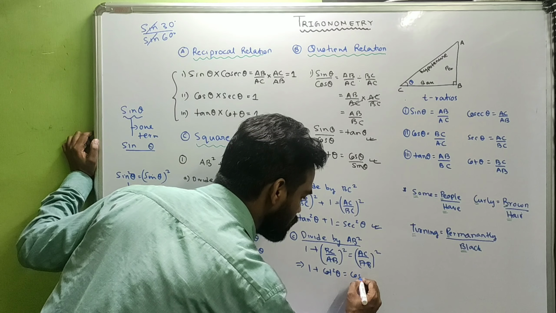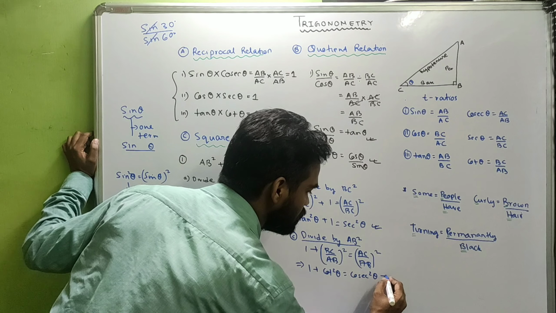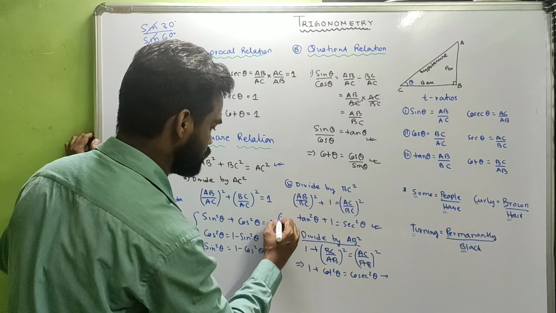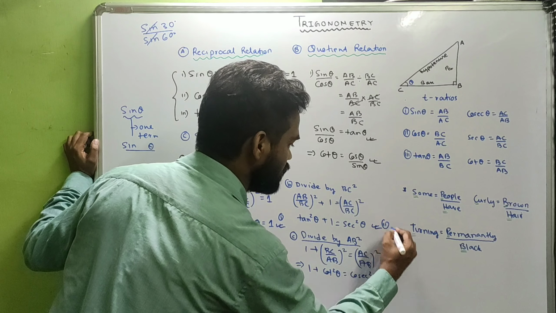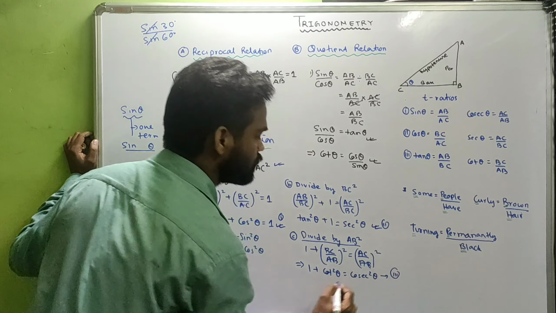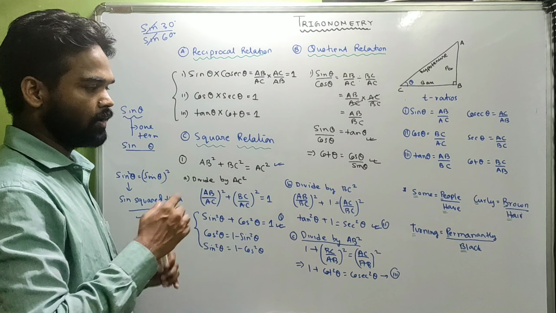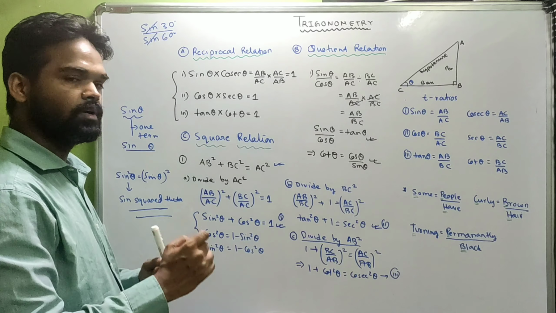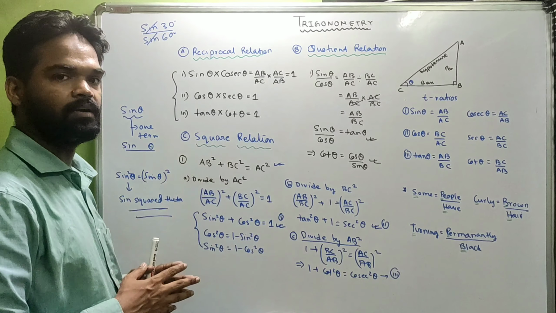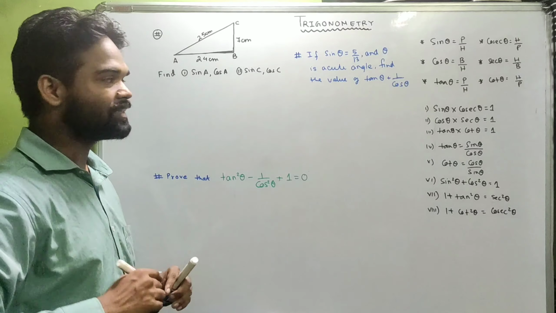So this will be cosec square theta. So this is your first relation, this is your second relation, and this is your third relation. Am I clear? Now let us look at a few sums to understand it properly. Now look at these three sums.